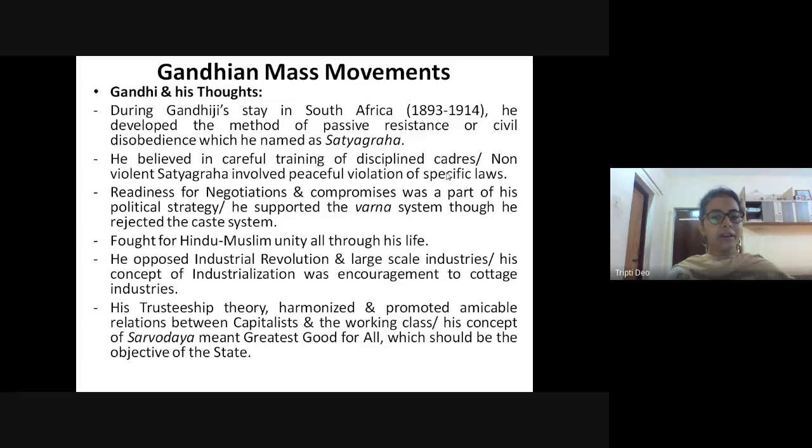He supported the Varna system, though he rejected the caste system. He fought for Hindu-Muslim unity all through his life. He opposed industrial revolution and large-scale industries.